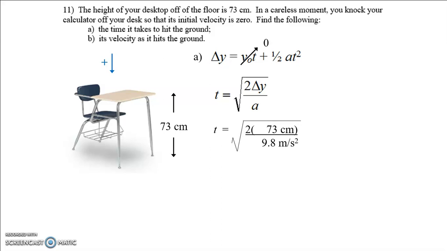We decided to call down the positive direction, and the calculator moves from here to there. So the displacement vector points down. So if the displacement is down, and we call down the positive direction, that means that the displacement is going to be a positive amount. So we're going to put that sign there, positive 73 centimeters.